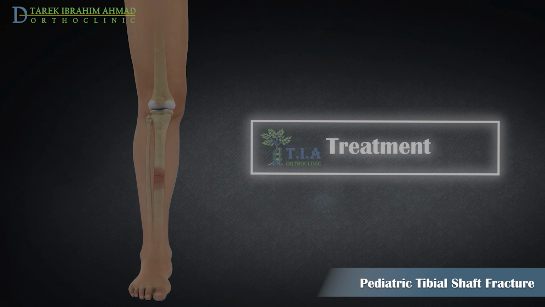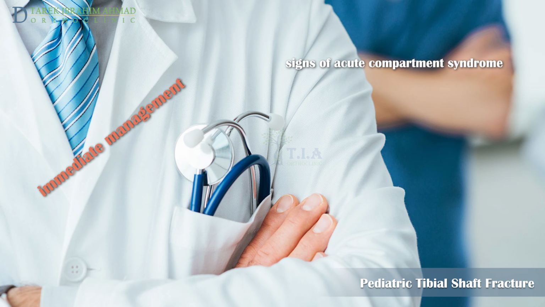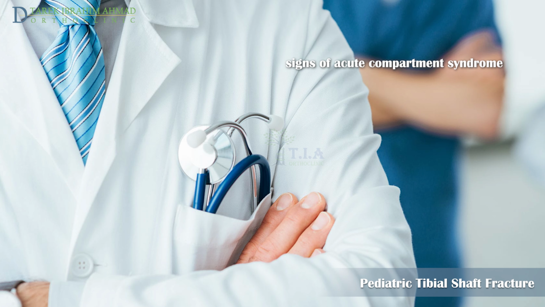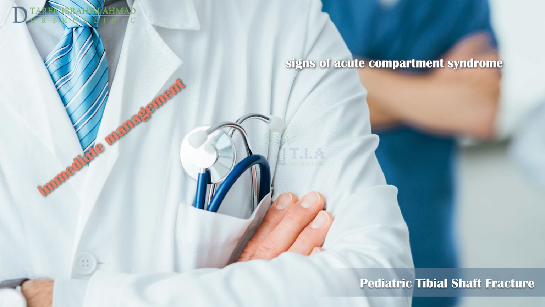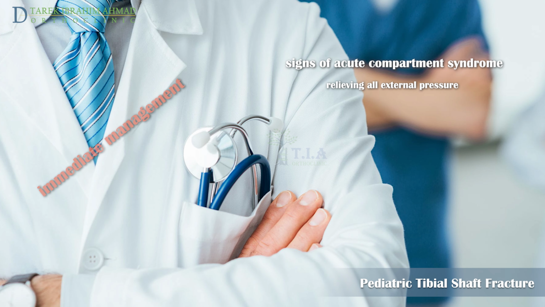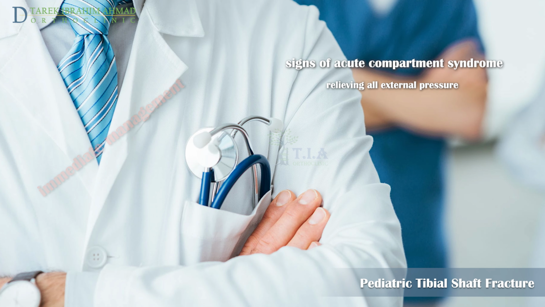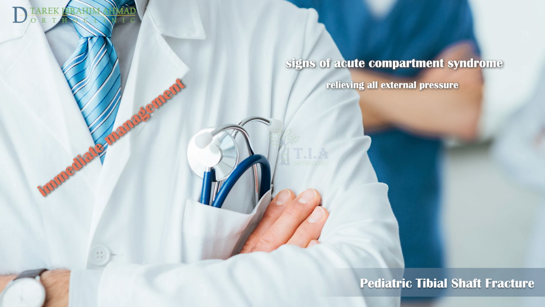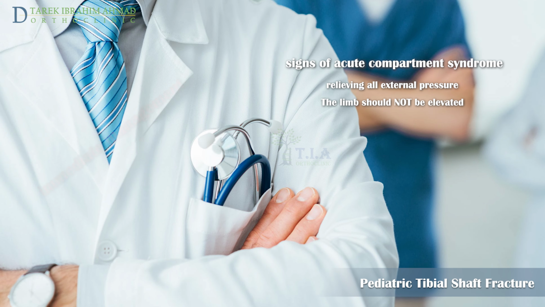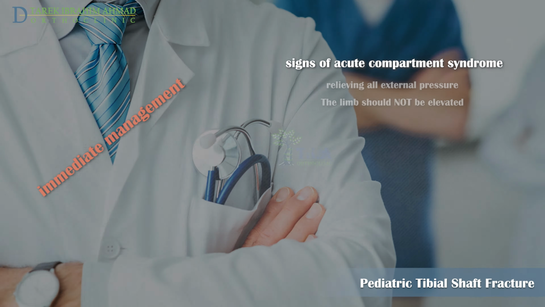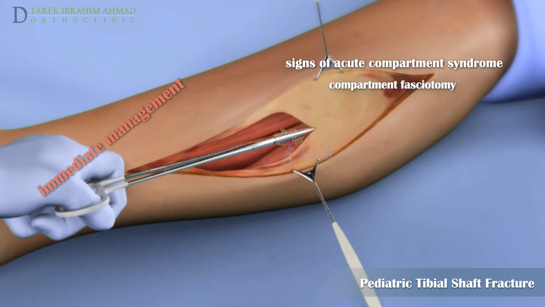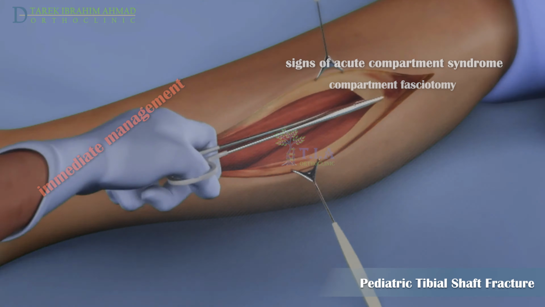Treatment. When compartment syndrome is suspected based on clinical findings, immediate management includes relieving all external pressure on the compartment. Any dressing, splint, cast or other restrictive covering should be removed. The limb should not be elevated. Elevation can diminish arterial inflow and exacerbate ischemia. The patient should undergo fasciotomy with decompression of all involved compartments.